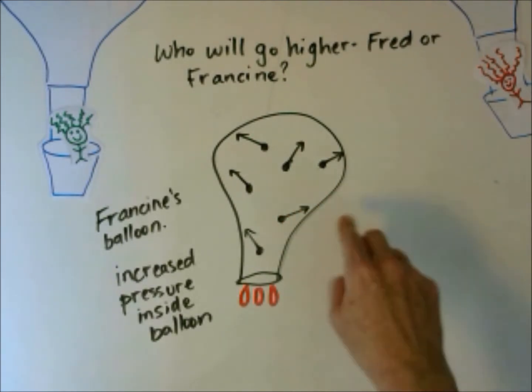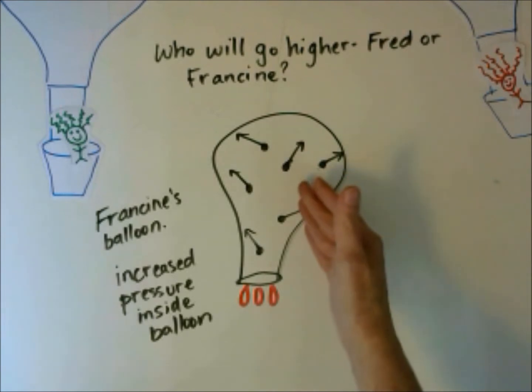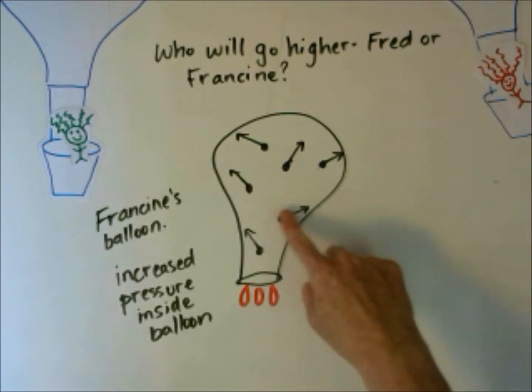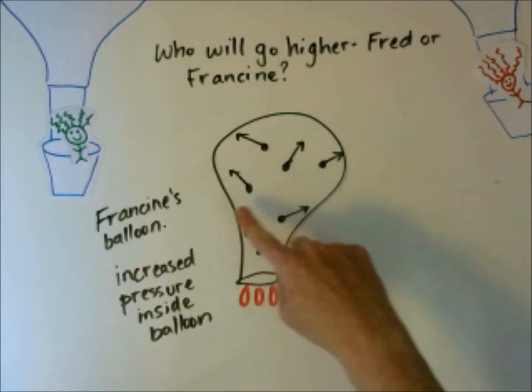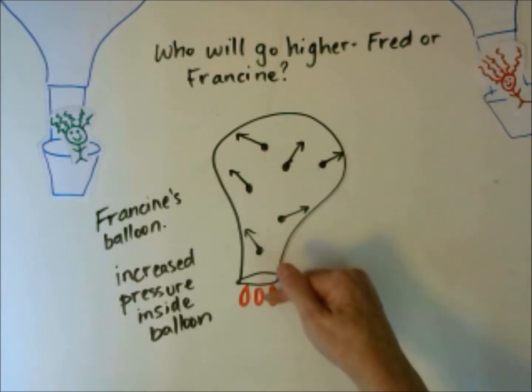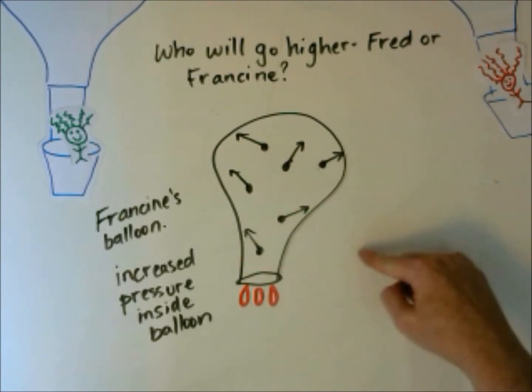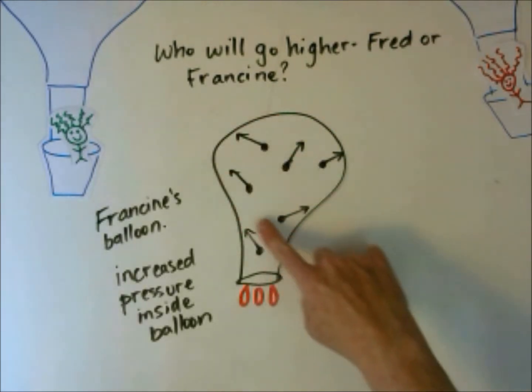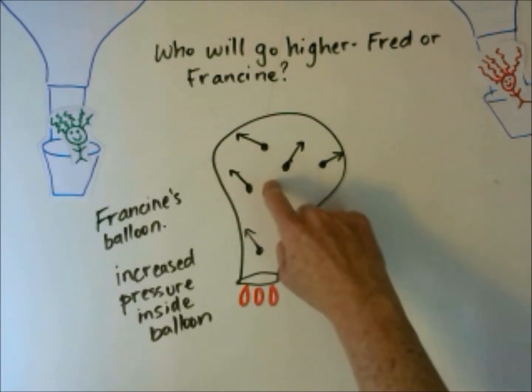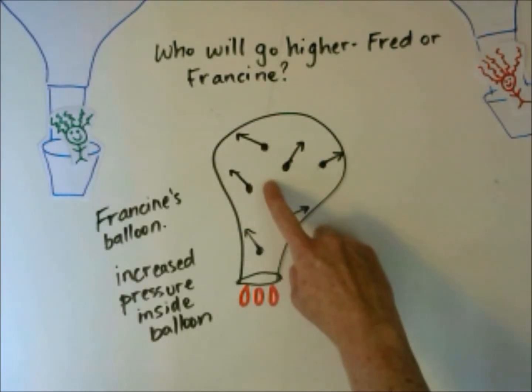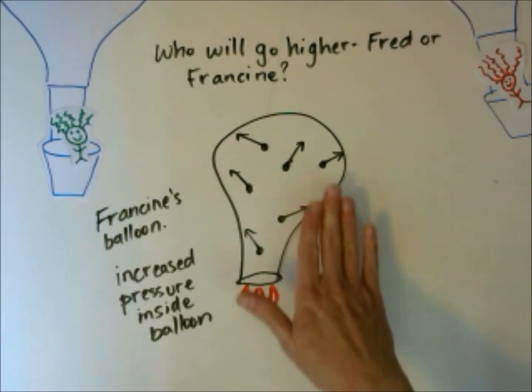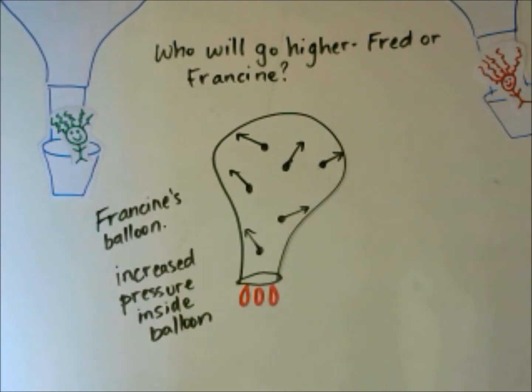And we know that the pressure will move from an area of higher pressure to lower pressure. So the very hot air particles will stay in, but the cooler ones will come out the bottom. So now we will have less mass per unit volume inside the balloon. And as a result, with a lower density, this balloon will rise up into the air.